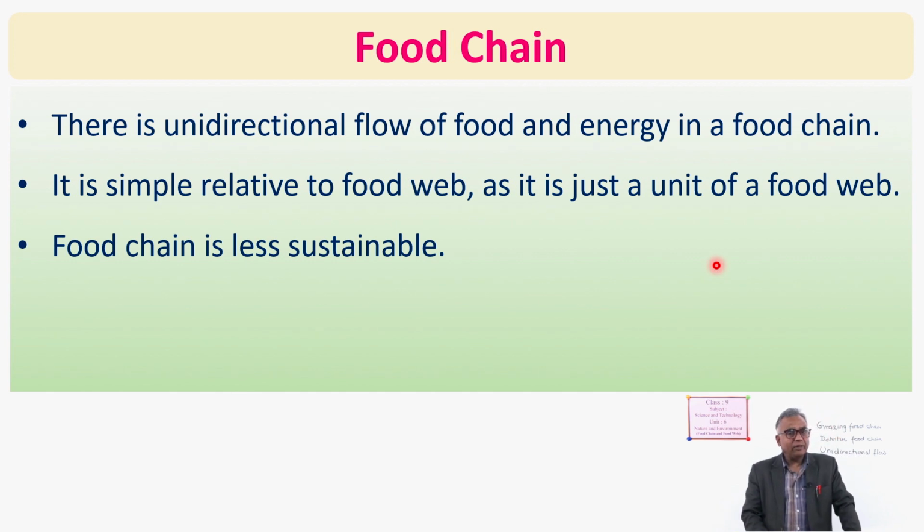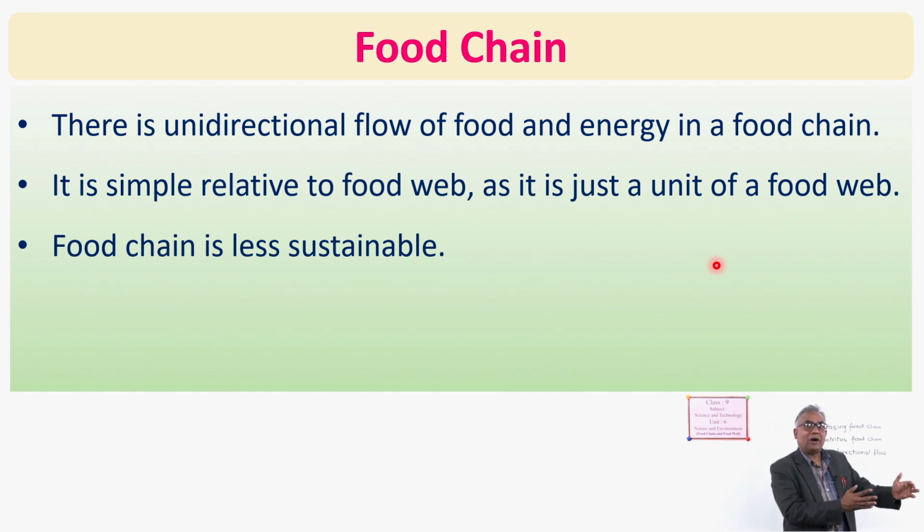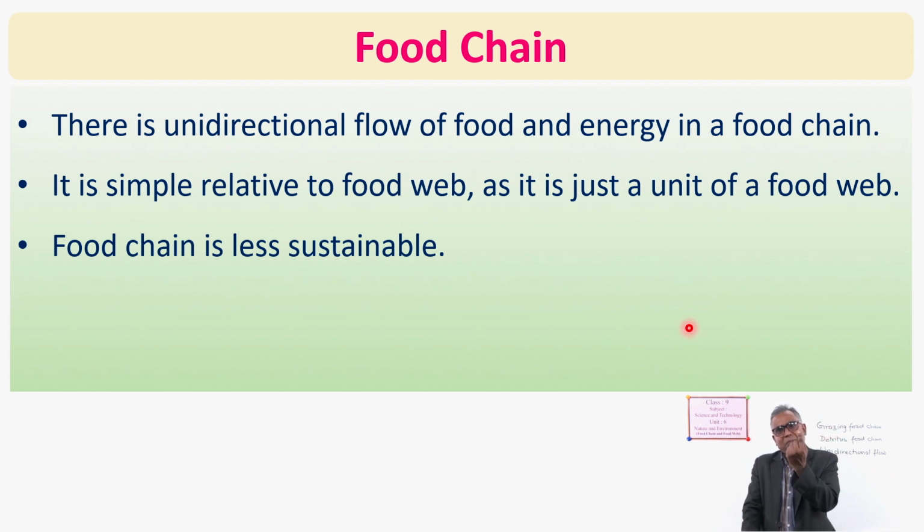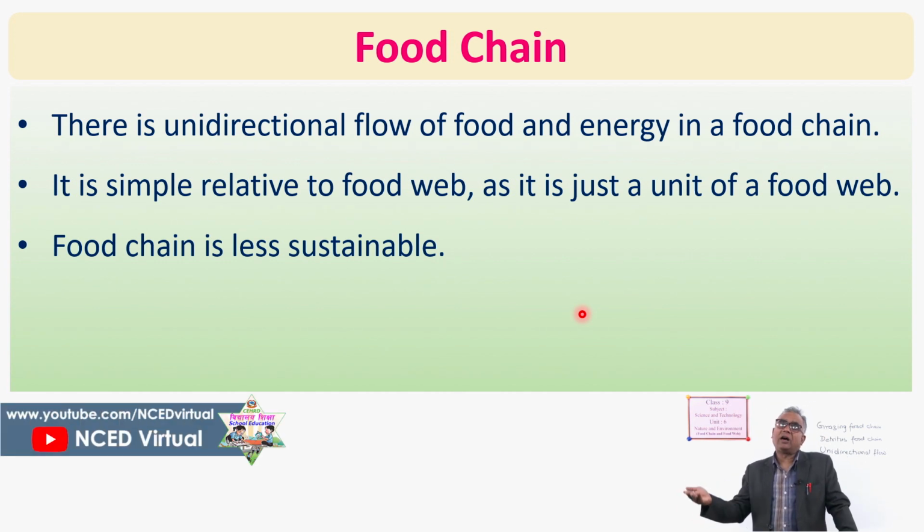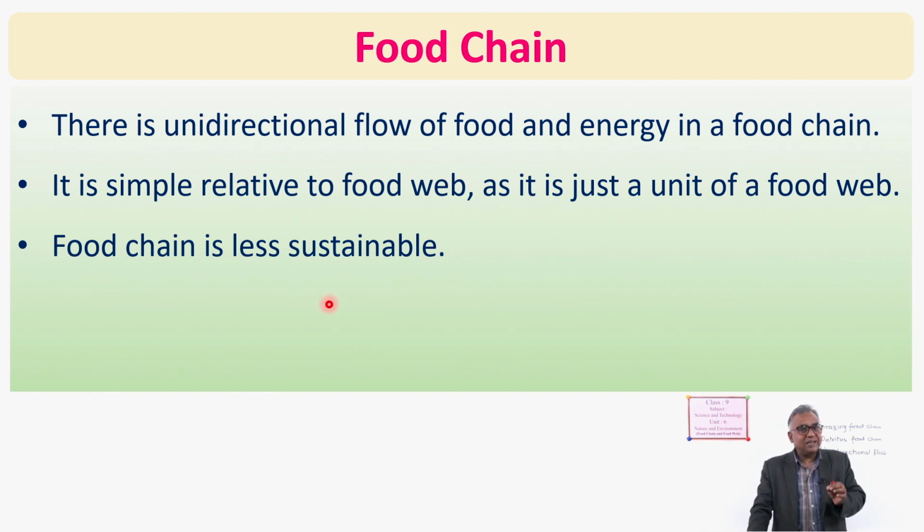Food chain is less sustainable. Why is it less sustainable? If by any cause any one member of that food chain decreases or increases, that impacts directly on the other organisms. You understood that in the pond ecosystem and forest ecosystem. But there we discussed a group of a particular trophic level. Here in a food chain, if a member is single and its number is disturbed, it becomes absent or increases in number, then it directly affects the other organisms that feed on it. That's why the food chain is less sustainable.